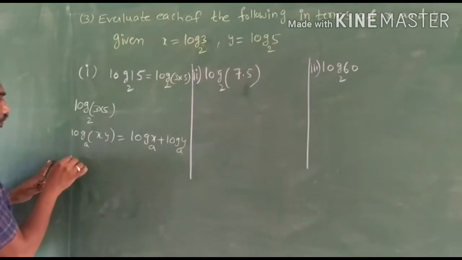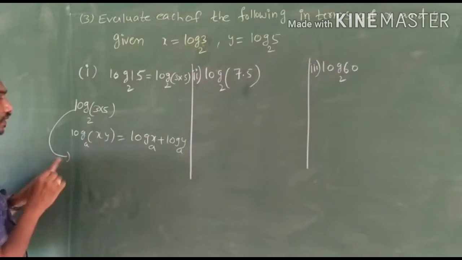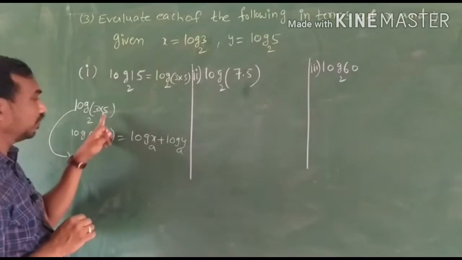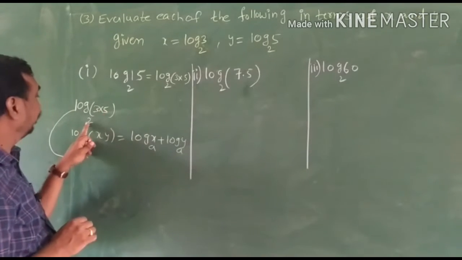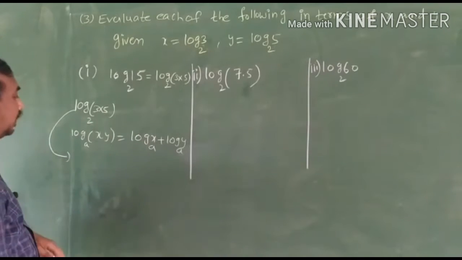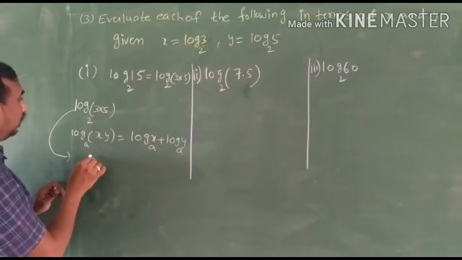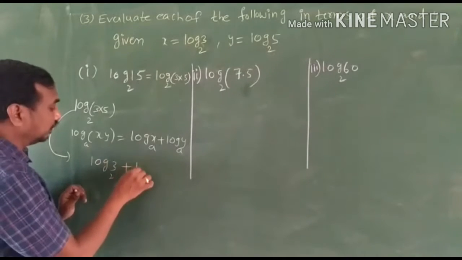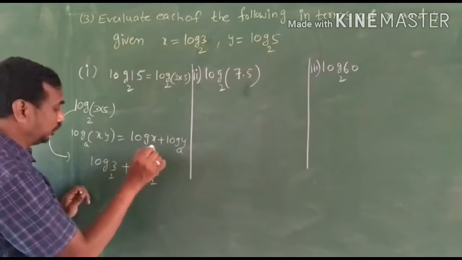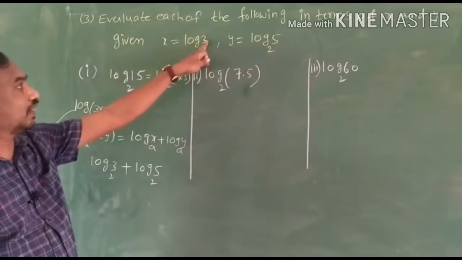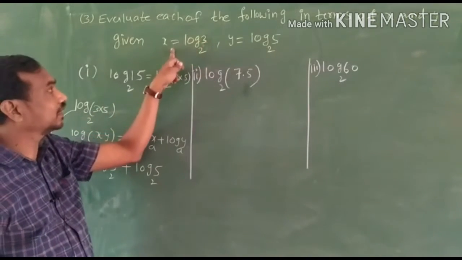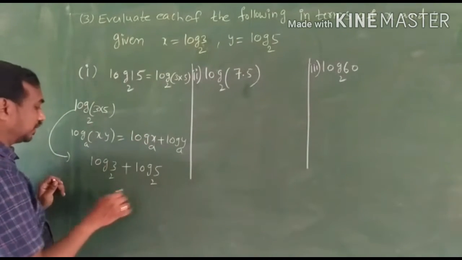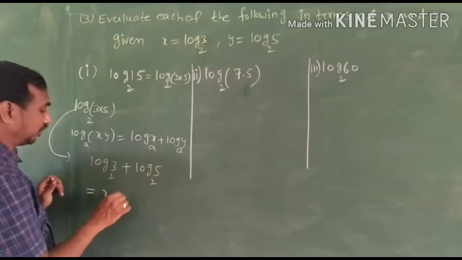Now similarly you can write this one as: in place of x we are having 3, in place of y we are having 5, in place of a we are having 2. That is log 3 base 2 plus log 5 base 2. But it is given that log 3 base 2 is nothing but x, and log 5 base 2 is nothing but y, so that is equal to x plus y.